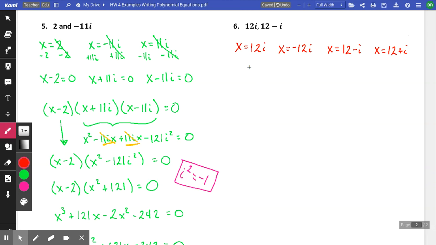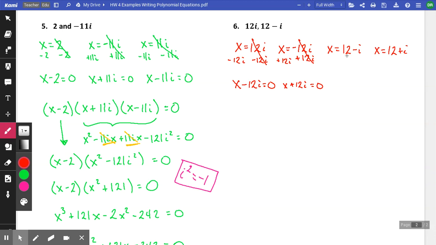So let's go through the same steps that we have been. To cancel 12i, we need to subtract. And we get x minus 12i equals 0. To cancel a negative 12i, we need to add. And we'll get x plus 12i equals 0.